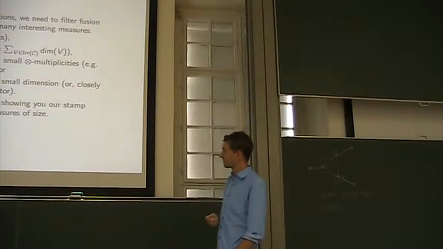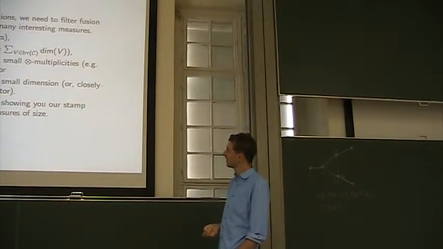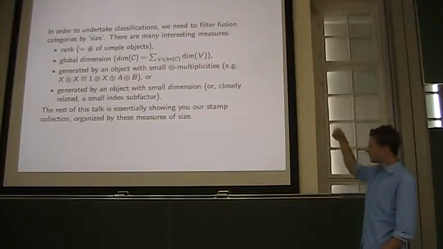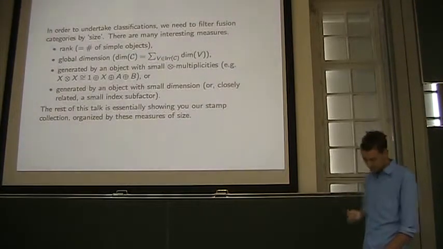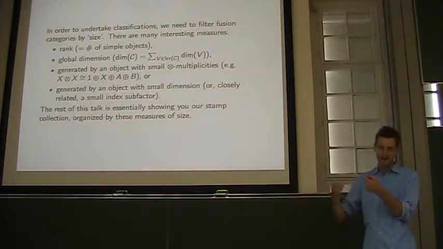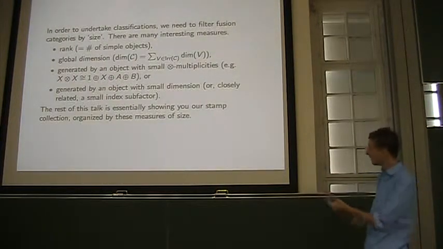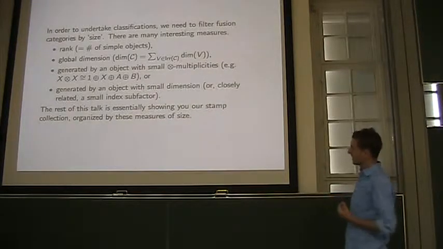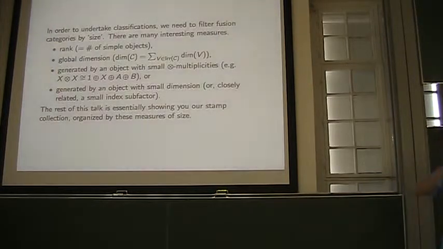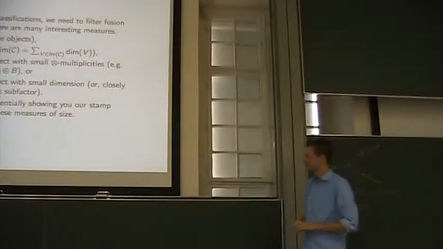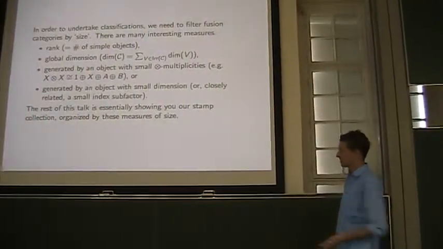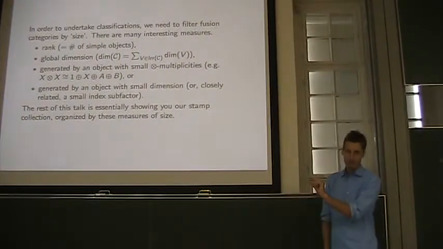And so in some sense that's maybe a good notion of the size of the fusion category. But then there are two other ones that I want to talk about as well. You could say that a fusion category is small if it's generated by some object x, so every object lives inside some sum of tensor powers of x, and that generating object x has small tensor product multiplicities. When you look at x tensor x, it breaks up with a few summands, or maybe x tensor x tensor x also breaks up with a few summands, and so on. And then the final one is that you might think about fusion categories which are generated by an object with small dimension.